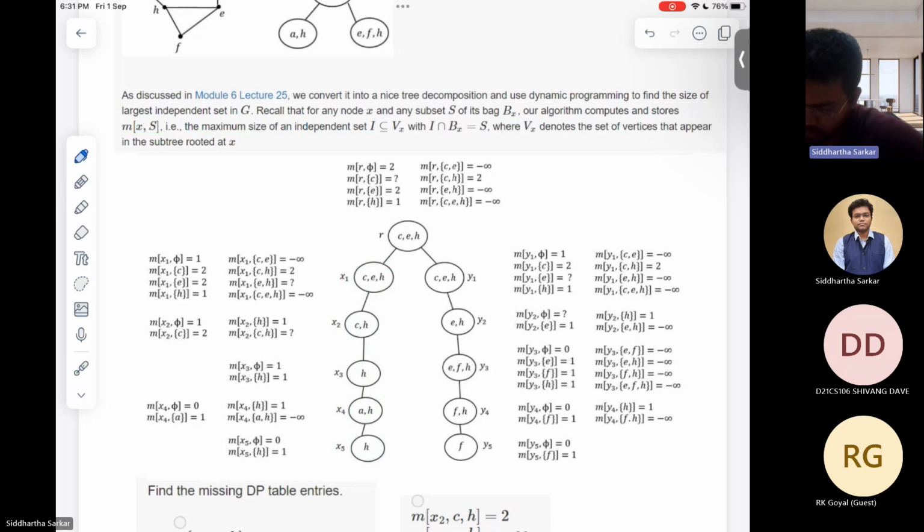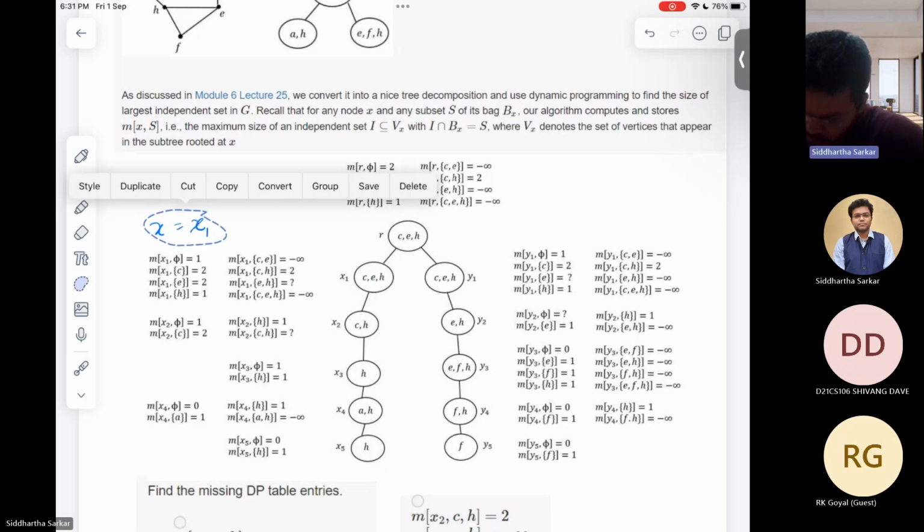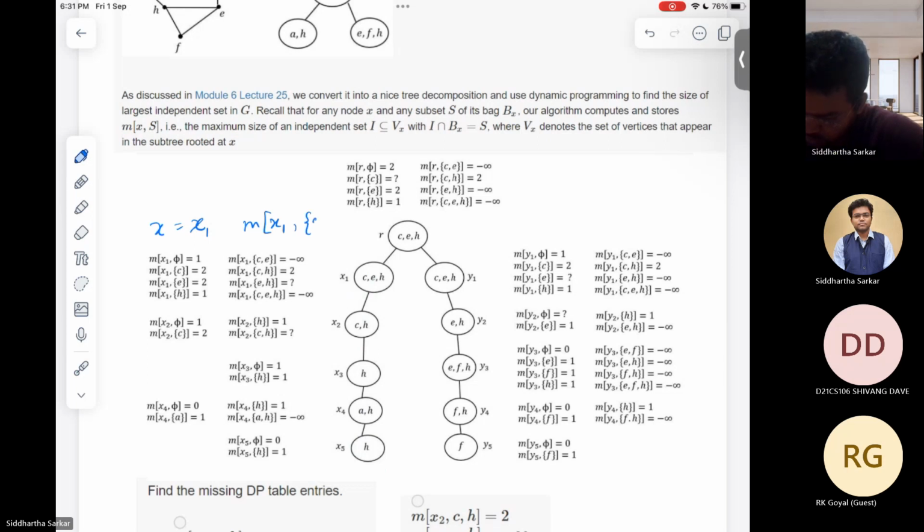Let us say that we are looking at x. So suppose we set x equal to x1. So we want to know what is M of x1 comma S. We're just going to do it pictorially. Let us say C. Okay. So what is S? S is any subset of the elements in x1. So here, any subset S of its bag Vx.